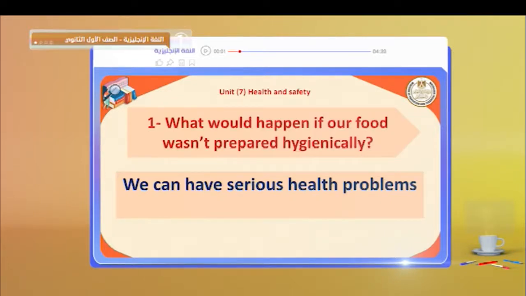What would happen if our food wasn't prepared hygienically? Hygienically means clean, with cleanliness. If you are not clean while you are preparing the food, what will happen? Of course, we can have serious health problems. If our hands are not clean while preparing the food, we may have health problems. We may transfer some bacteria or some virus to our food, and this will make us ill.